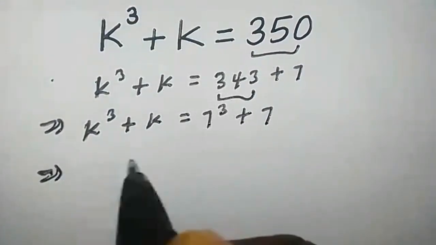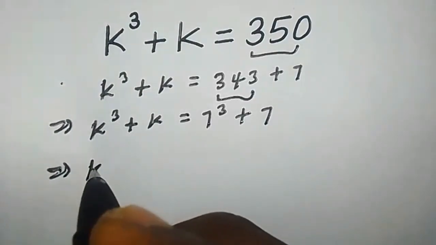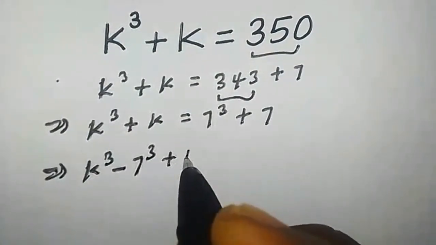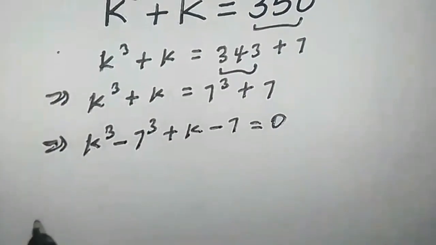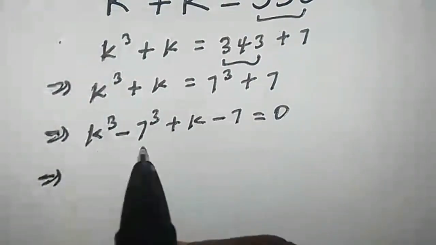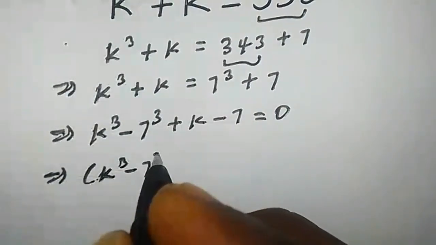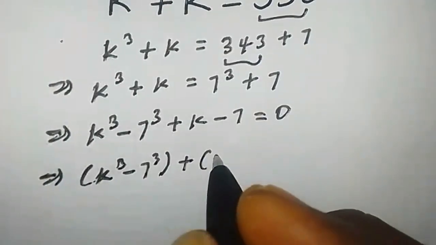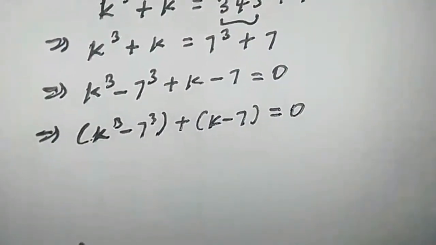This implies that, now let us move each of these constants to the left hand side. So we have K to the power of 3 minus 7 to the power of 3 plus K minus 7 equal to 0. Let's continue. This implies that we can put these two guys in brackets. So we have K to the power of 3 minus 7 to the power of 3 in brackets plus, also let us put these guys in brackets, K minus 7 in brackets equal to 0.